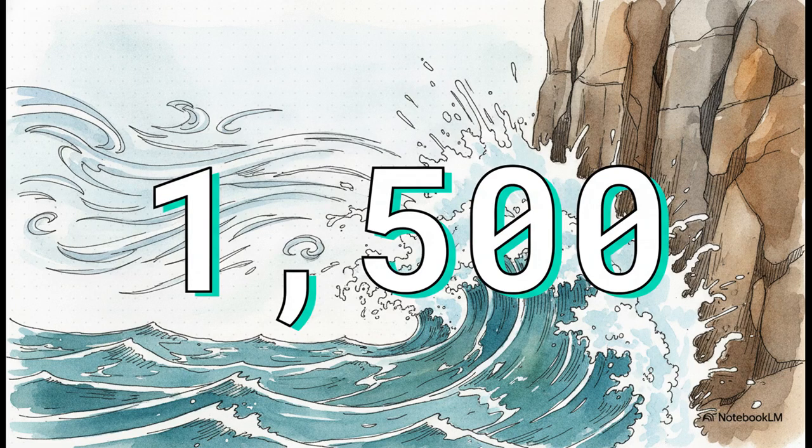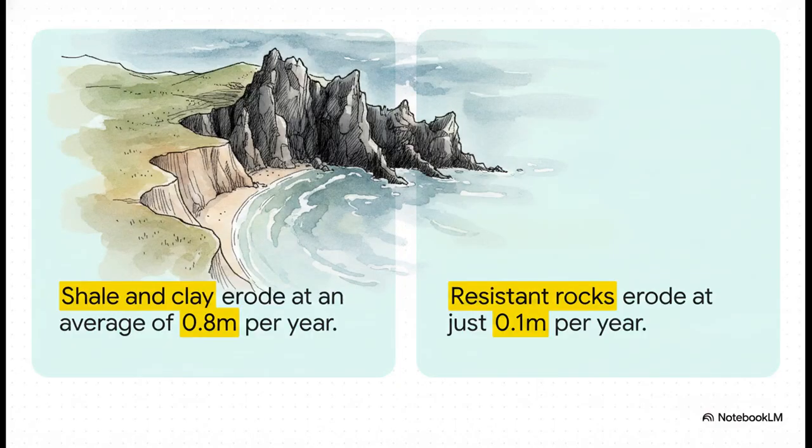You know, examiners absolutely love specific data. So memorize this stark contrast in erosion rates. Why do the rates vary so wildly? It's largely due to variations in geological resistance. Weaker shale and clay erode quite fast, at an average of 0.8 meters per year. Meanwhile, the highly resistant sandstones and limestones erode at just 0.1 meters per year. This massive geological difference creates a remarkably discordant coastline full of prominent headlands and deeply recessed bays.